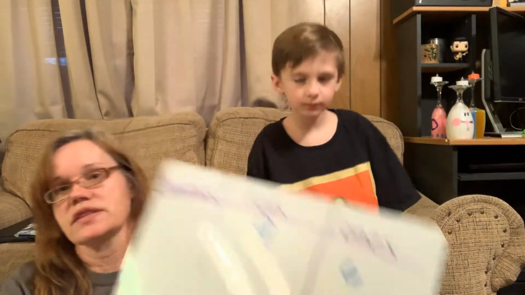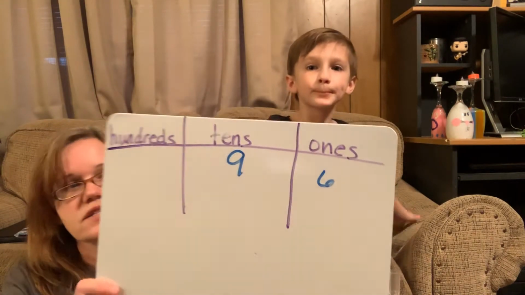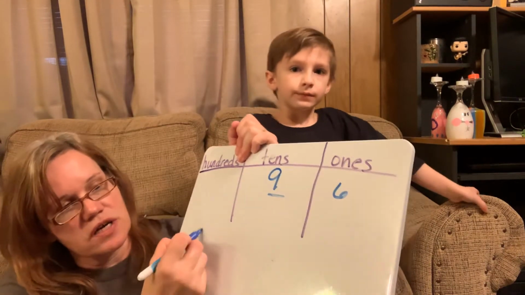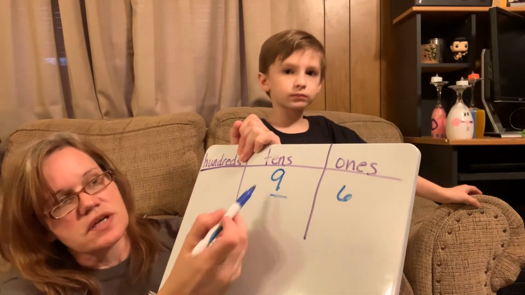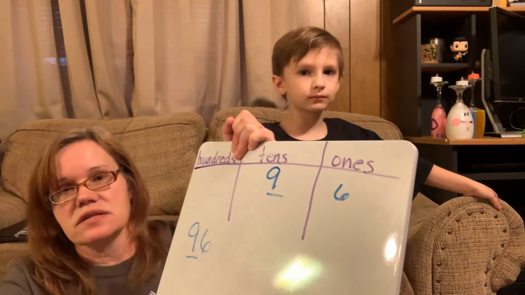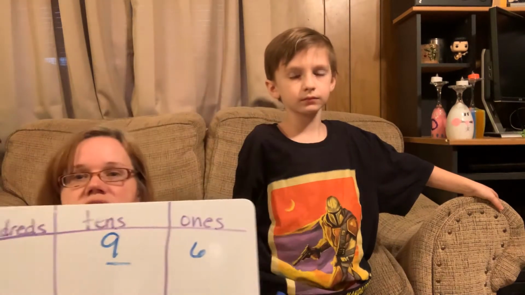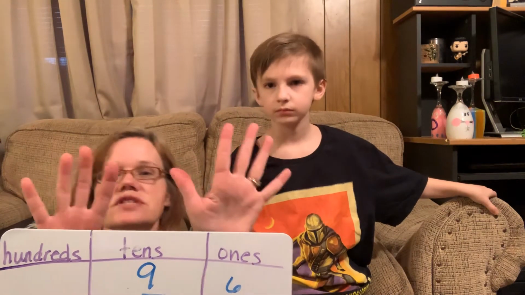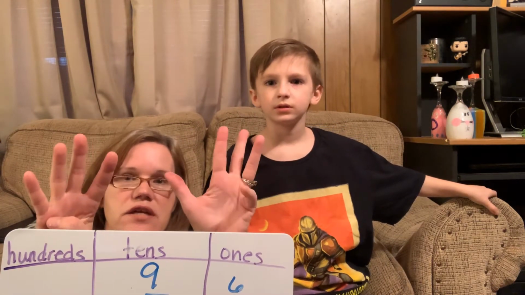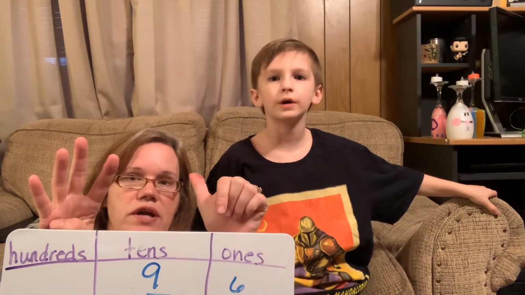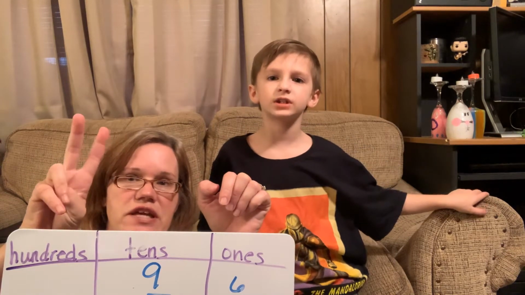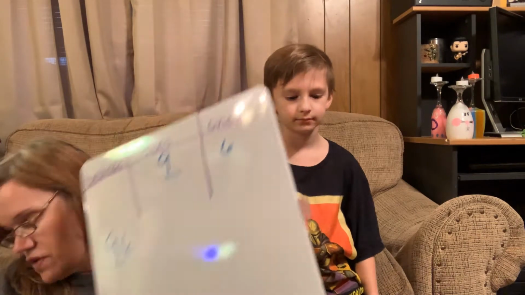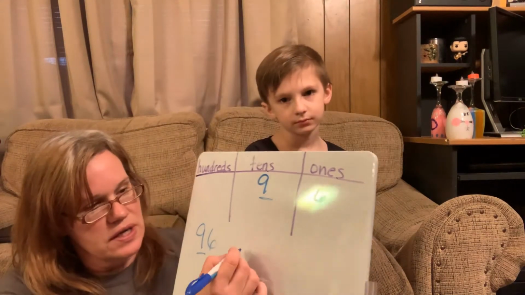All right, so we have 96, and the 9 was underlined, okay? So we have 9 tens. How much is 9 tens worth? If we are not sure, we can hold up 9 fingers and count by 10. 10, 20, 30, 40, 50, 60, 70, 80, 90. So that 9 is worth 90.